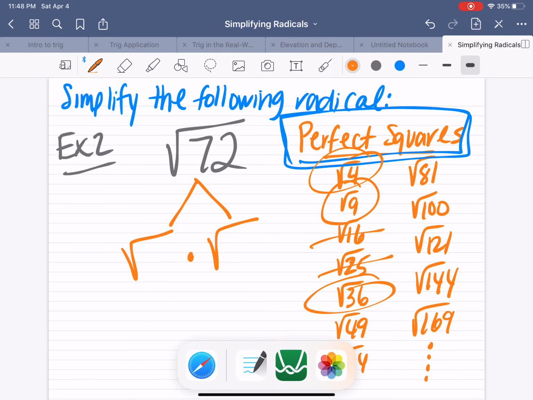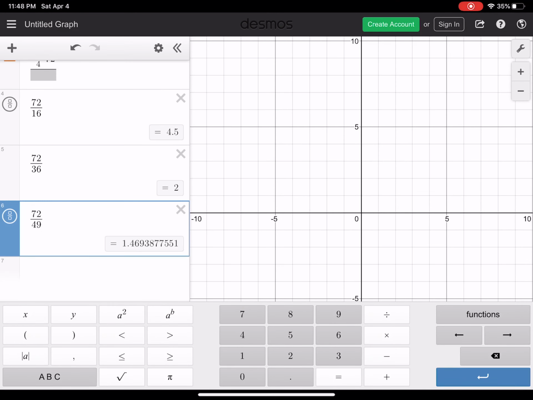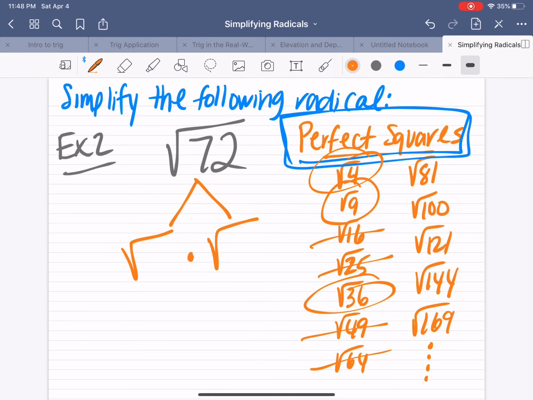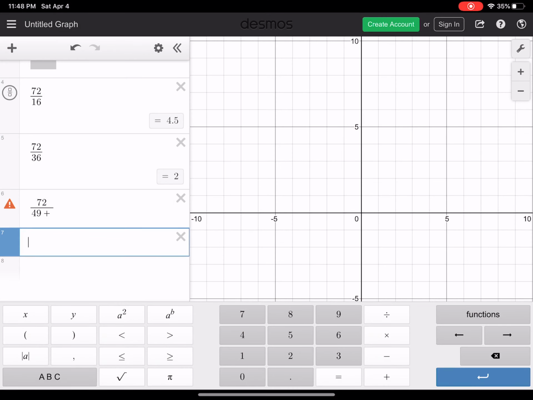72 divided by 49, I don't think so. No. So I feel like that is it right there. None of these other perfect squares divide into 72. The rest are too big. So we have three options, but you always choose the biggest one, and I'll show you why in a minute. So we're going to go with square root of 36.